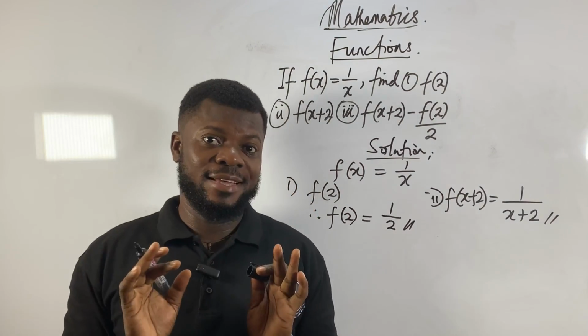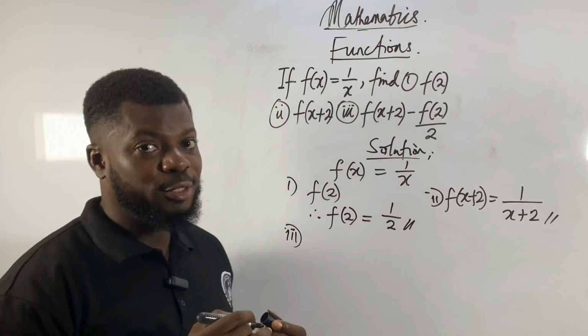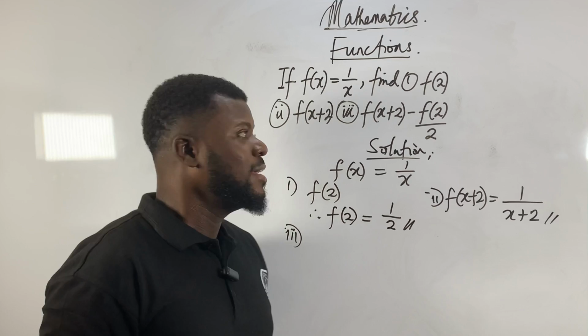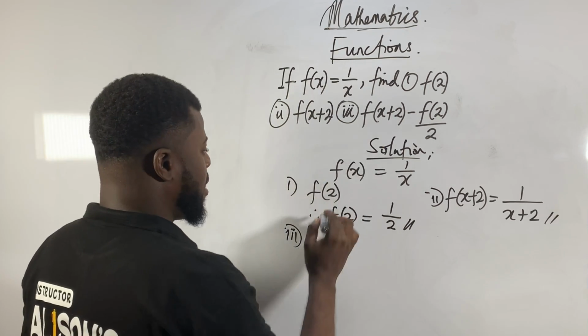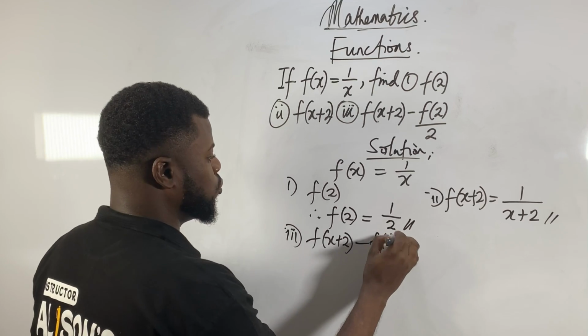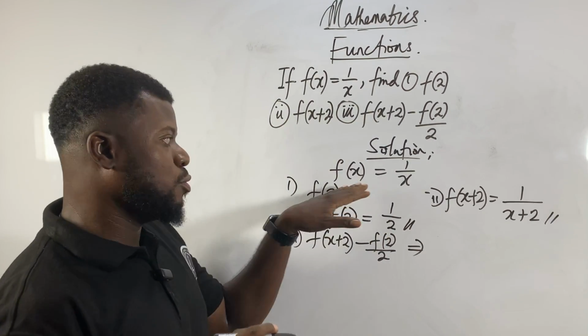They feel them abi. I go lie for you. Now, this one, when I say they tough, and maybe I go focus attention on it, it's still simple. I go lie. So now, it's me find f of x plus 2 minus f of 2 over 2. Advance. I want to run them. No bother this one again.